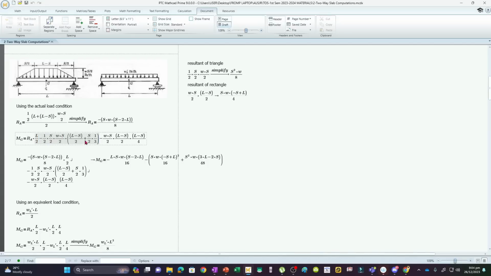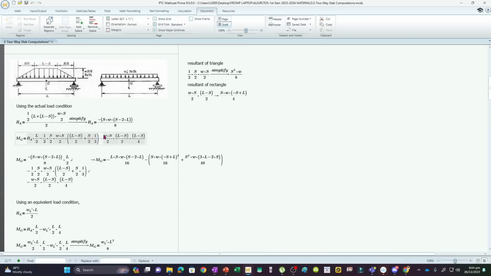And then this is for the resultant of this triangle, itong a triangle with a base of S over 2. And so that's why that's 1/2 times the base, which is S over 2, and then multiplied by the height, which is WS divided by 2. And then our moment arm will be L minus S divided by 2 patungo dito sa G, itong distance na to, plus 1/3 ng S over 2. Kasi yung centroid niyan is nandito.